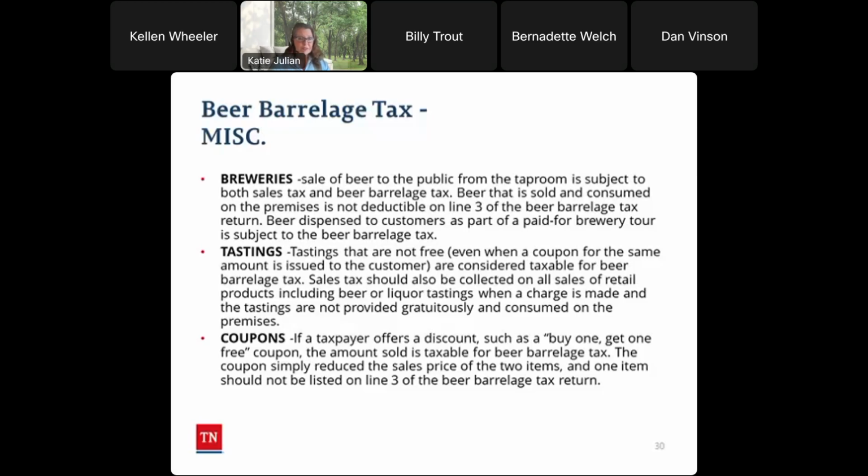Tastings that are not free, even when a coupon for the same amount is issued to the customer, are considered taxable for beer barrelage tax. Sales tax should also be collected on all sales of retail products, including beer or liquor tastings, when a charge is made and the tastings are not provided free of charge and they're consumed on the premises. So if a taxpayer offers a discount, such as a buy one, get one free coupon, the amount sold is taxable for beer barrelage tax. The coupon simply reduced the sales price of the 2 items, and 1 item should not be listed on line 3 of that return.